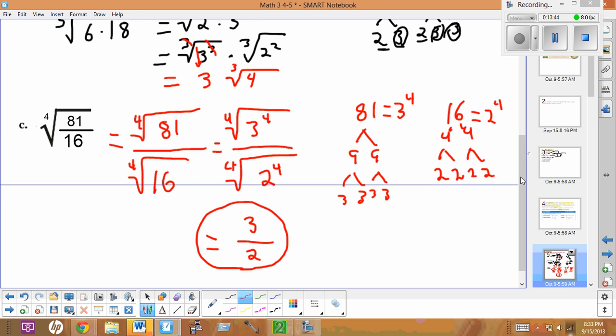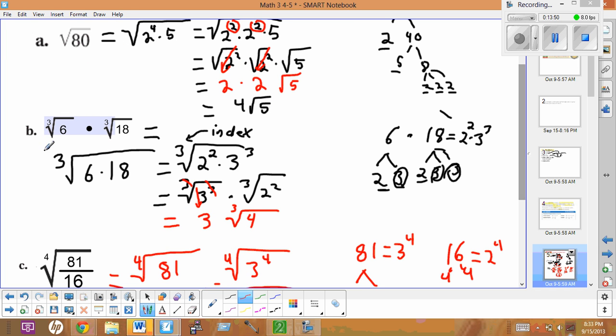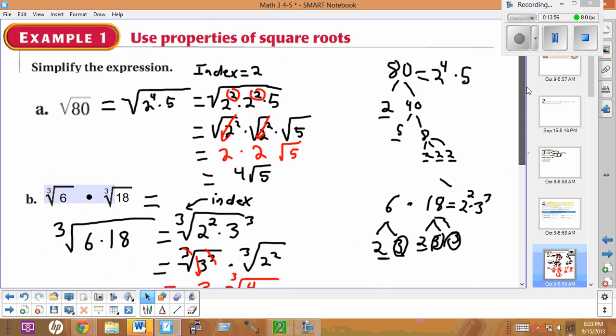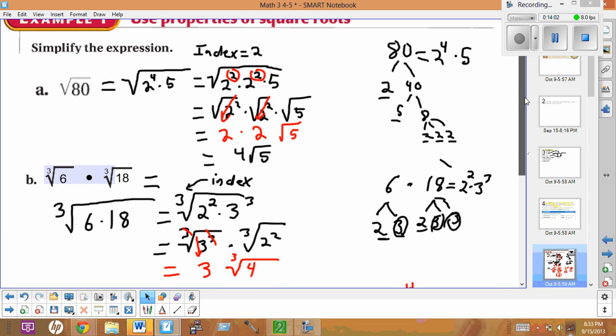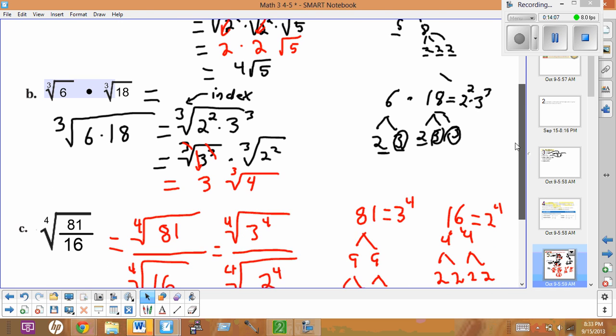Okay, we've now looked at simplifying, multiplying, then simplifying, and dividing, then simplifying. Okay, make sure you take good notes on these. If you have any questions, write them to the side and we'll answer them in class.